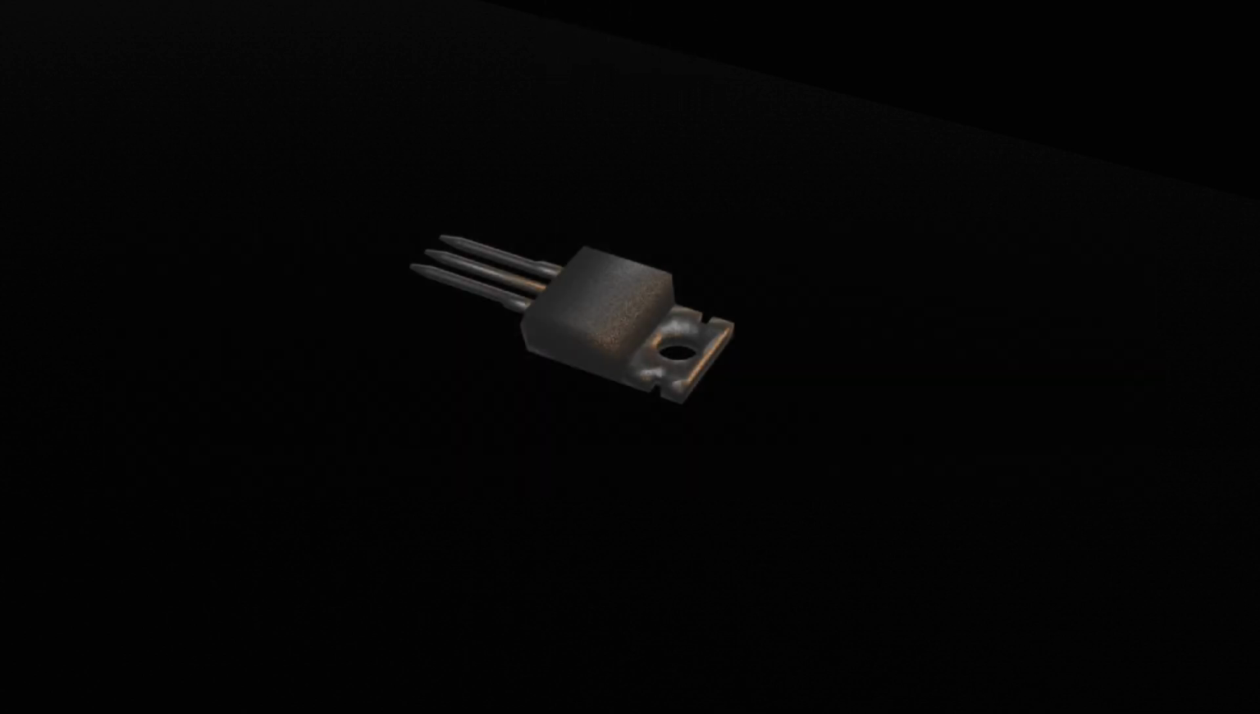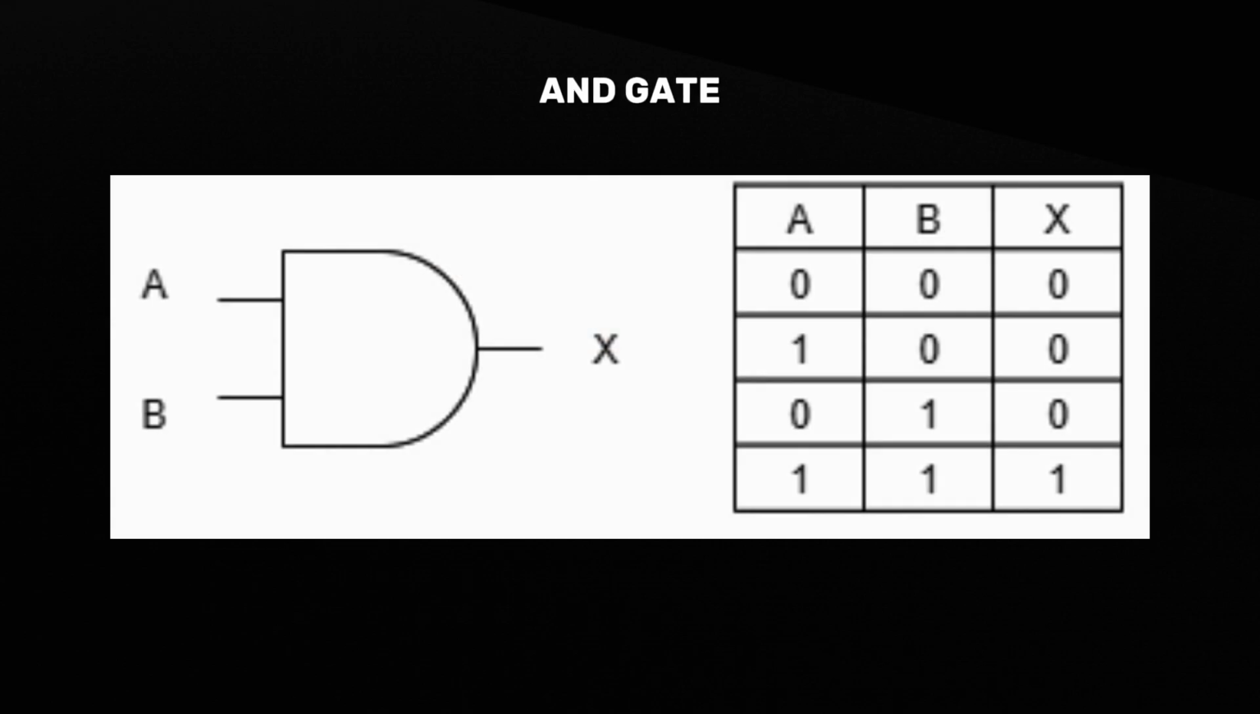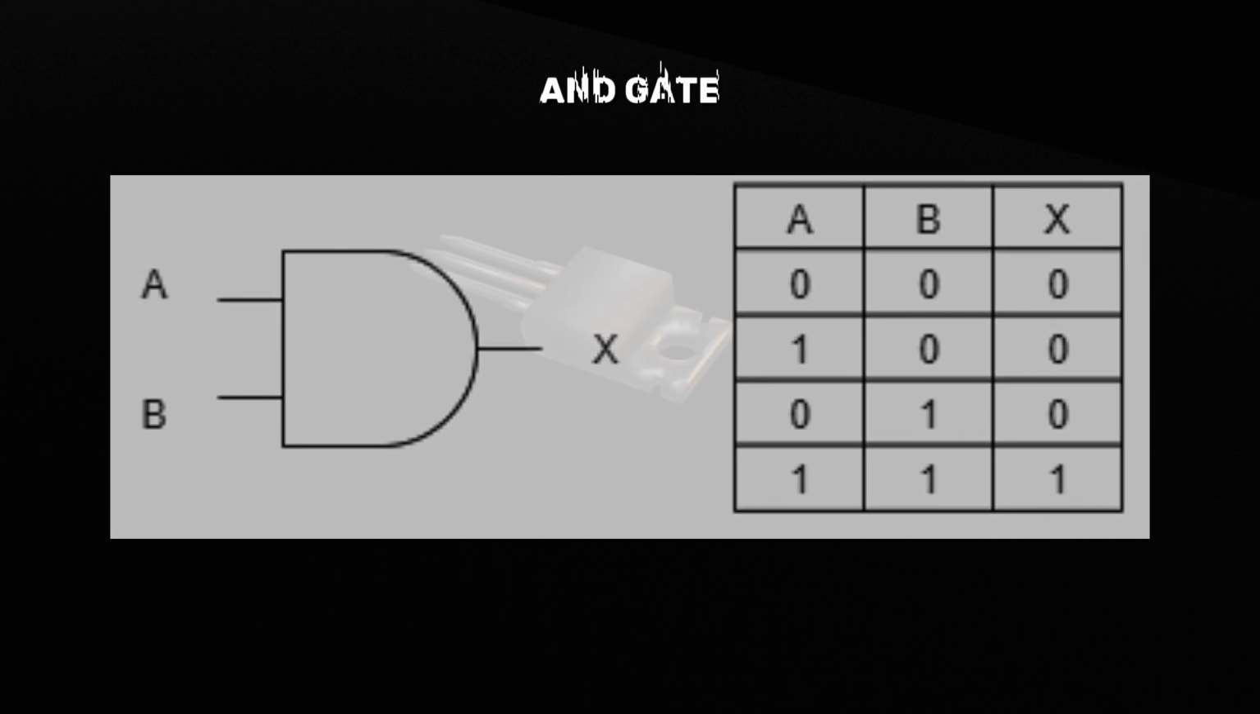Now let's talk about the AND gate. An AND gate has two or more inputs and produces an output of 1 only if all inputs are 1. For instance, if input A is 1 and input B is 1, the output will be 1. However, if either input A or input B is 0, the output will also be 0. The AND gate is often visualized as a curved shape in circuit diagrams.